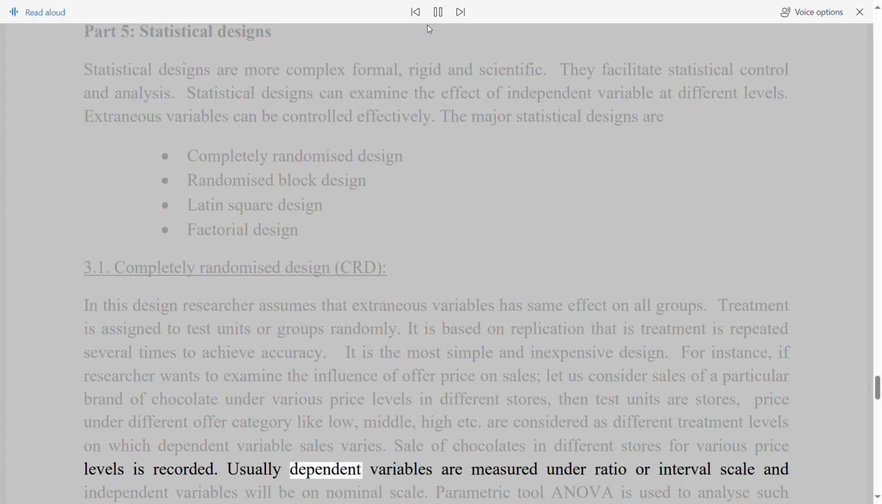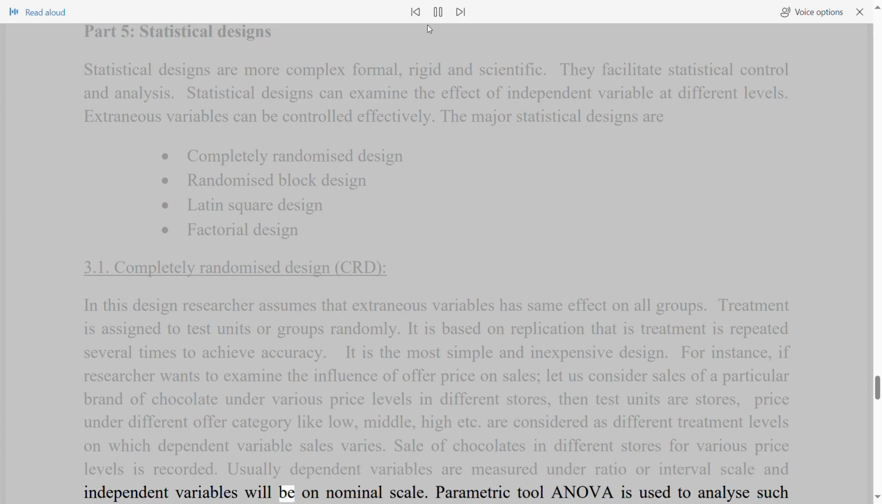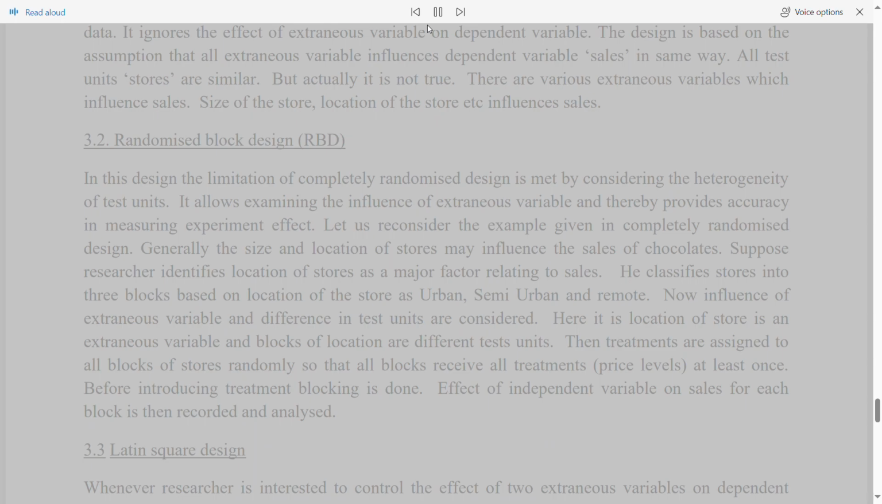Usually dependent variables are measured under ratio or interval scale and independent variables will be on nominal scale. Parametric tool ANOVA is used to analyze such data. It ignores the effect of extraneous variable on dependent variable.